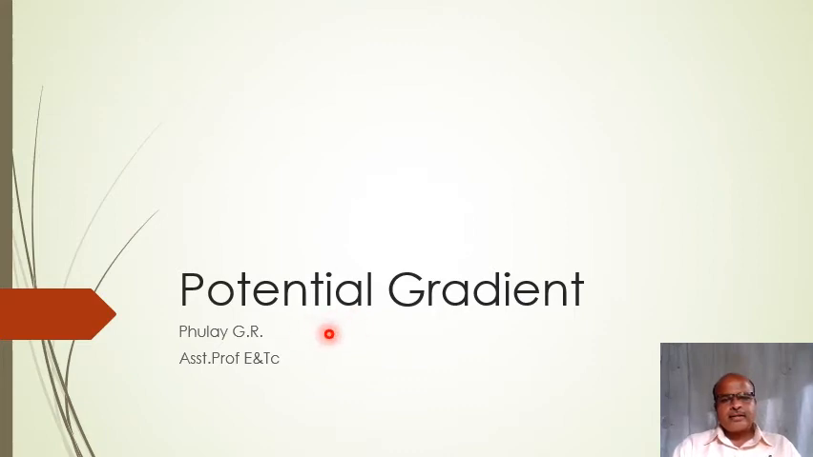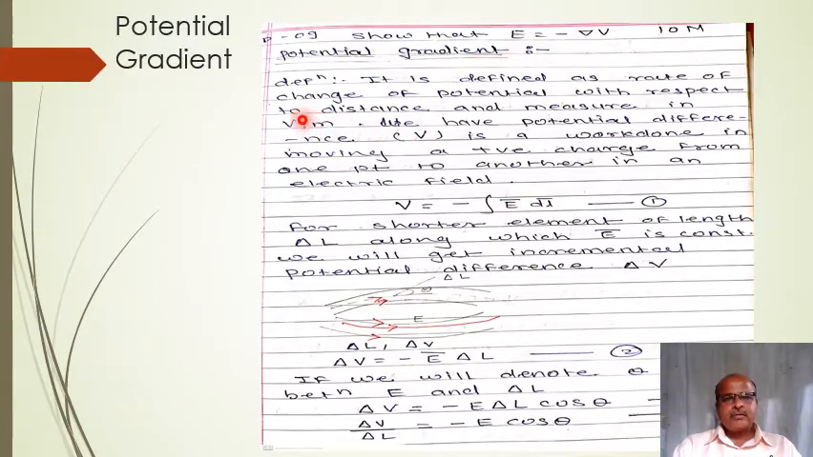Hello students, in this lecture we will take a new concept of the first chapter, that is potential gradient. For potential gradient, one of the questions asked in the exam is: show that E is equal to minus grad phi, or derive the relation between E and phi. So we'll derive this expression, E is equal to minus of grad phi.